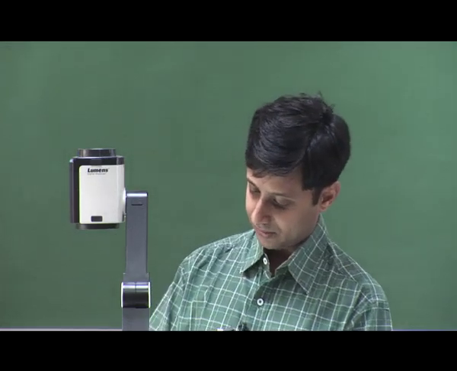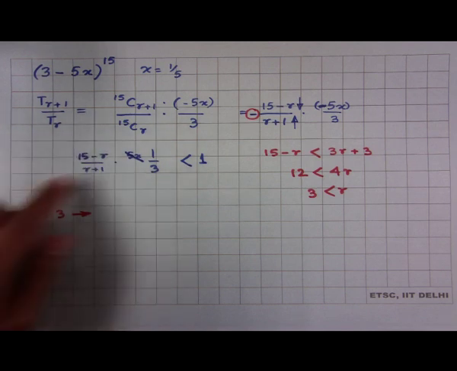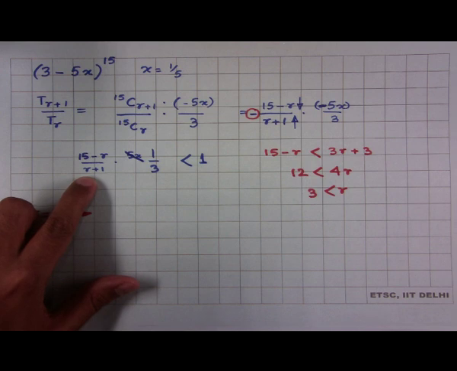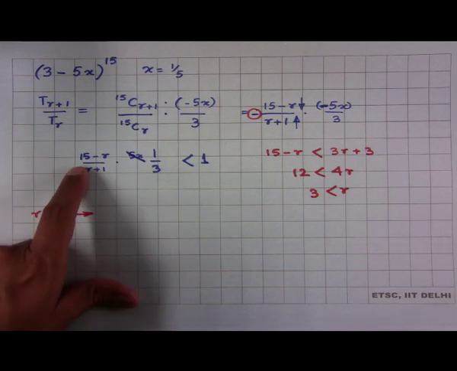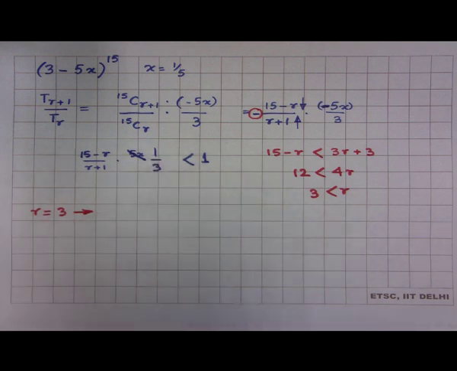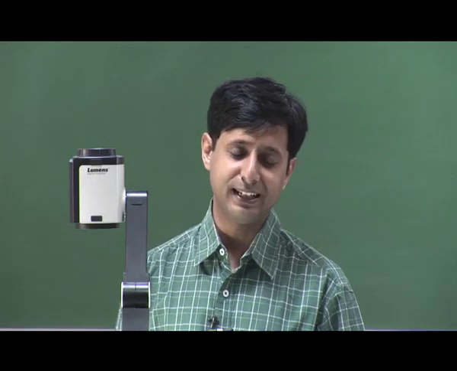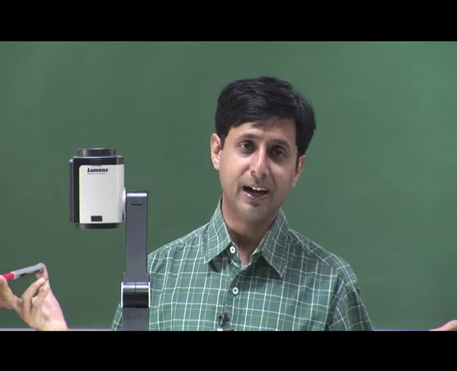Okay, let us check. When r is equal to 3, what happens? 15 minus r is 12, by 4. So, that is a factor of 3 times 1 by 3, that is 1, which means T r plus 1 is equal to T r when r is equal to 3. When r is equal to 4, T 5 is 11 by 5 times 1 by 3. So, T 5 is 11 by 15 times T 4, which means that T 4 should be regarded as the largest one.